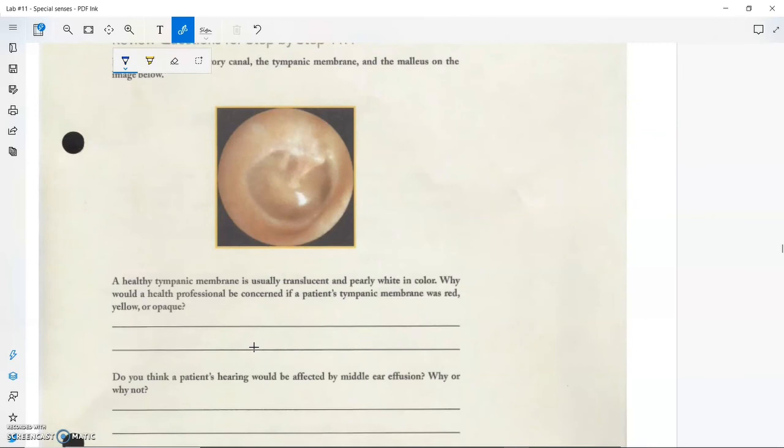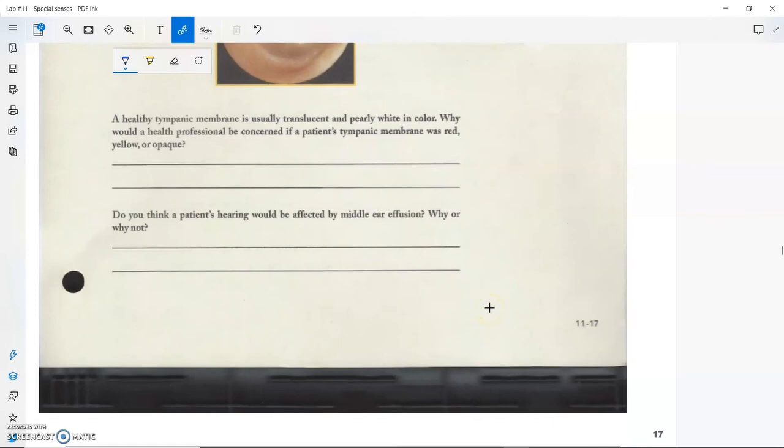So review questions for healthy tympanic membrane. Why would health professionals be concerned if a patient's tympanic membrane is red, yellow, or opaque? Because it means that it is inflamed and there is fluid accumulating behind the membrane in the middle ear. Hearing definitely would be affected by the middle ear effusion because the fluid would inhibit the normal sound transmission.